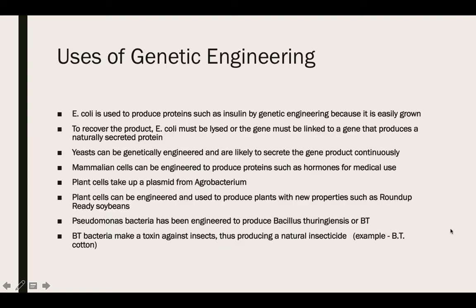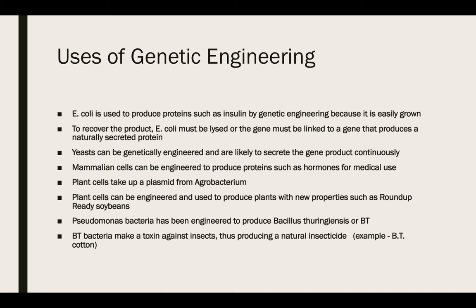So, other practical uses for genetic engineering: E. coli is used to produce proteins such as insulin. We can make the insulin that we use and insert into people today. To recover the product, E. coli has to be lysed, so you kill the E. coli, or the gene must be linked to produce a natural secretion protein. So you're not actually using the E. coli, you're just using the DNA from it.